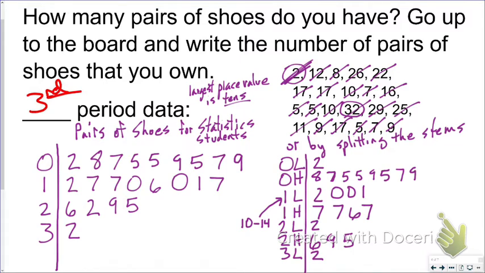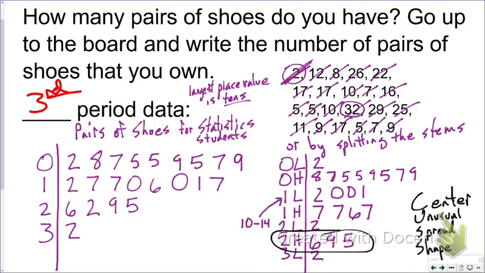So when we describe this, I'm going to walk through CUSS. I'm going to talk about the center. Anything unusual, and I don't really see anything unusual in this one. The spread and the shape. I think the only possible unusual thing is right here, but I'll talk about that in the shape, so no worries there. Unusual is where maybe you want to mention outliers.